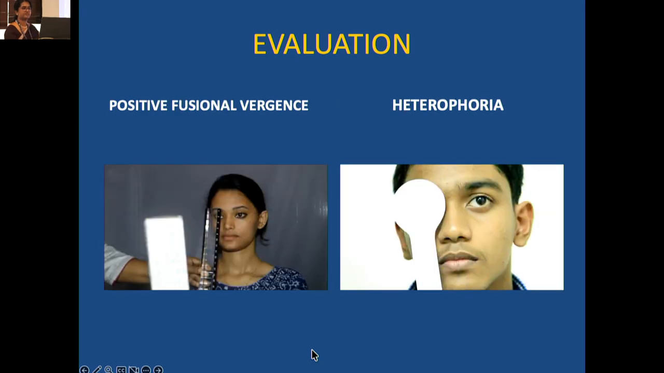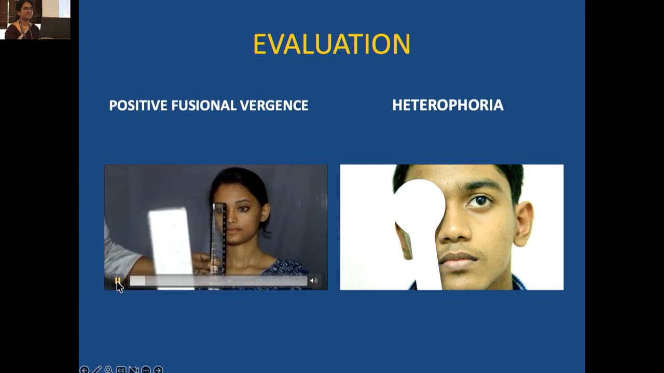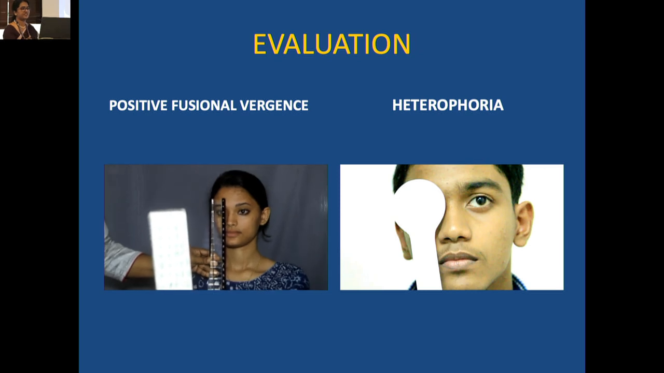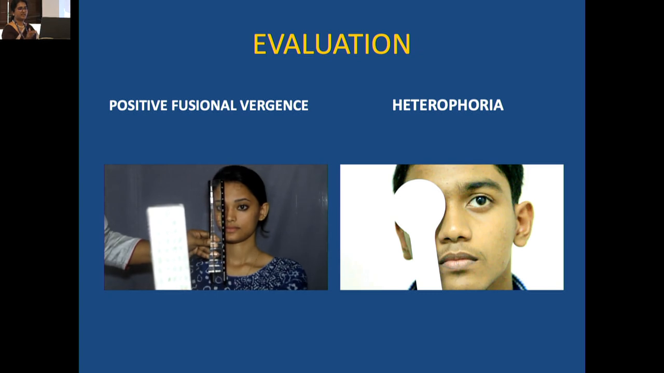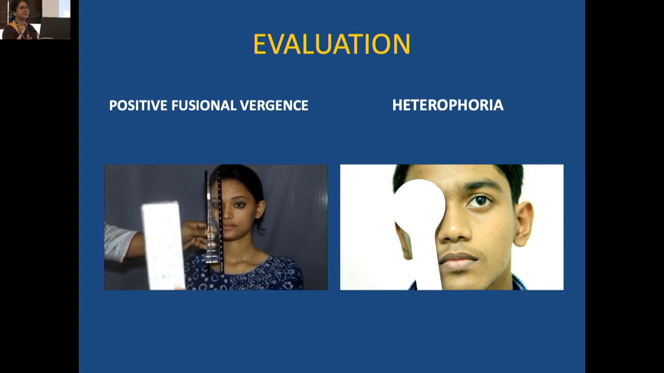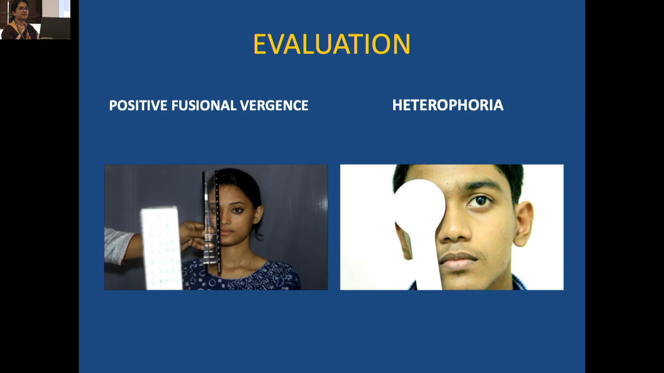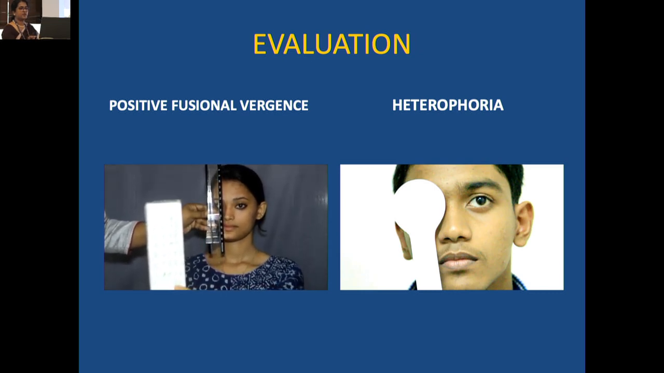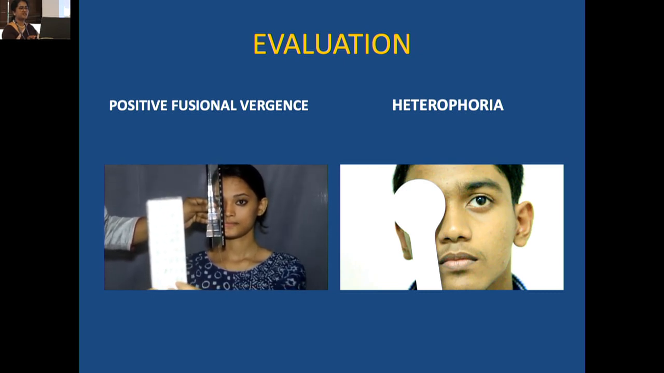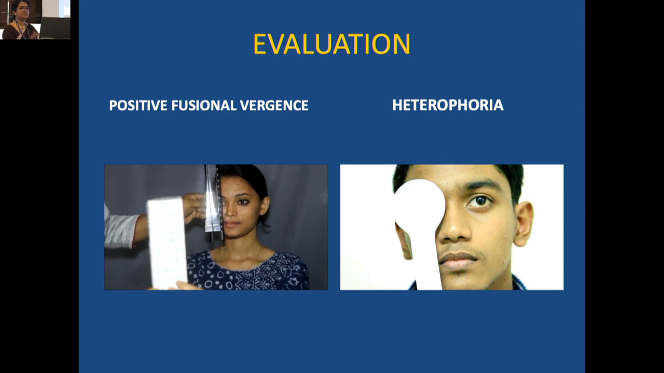This is something called positive fusional vergence, which again comes in the definition of convergence insufficiency. So base out prisms are used, and the patient is focusing on a near vision chart. You go on increasing the magnitude of the base out prisms, and at one point the patient's fusional vergence reserves are over, and then she will have diplopia. That is how you test for positive fusional vergence.